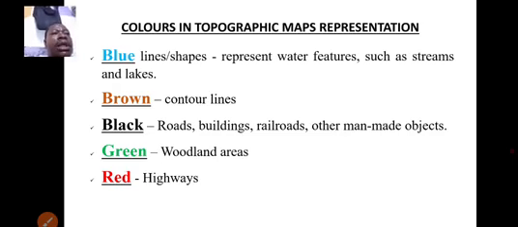Now, before we continue, let's look at the colors in topographic map representation. You know, blue for the lines or shapes for water bodies or drainage systems, brown for contour lines, black for roads, buildings, railways, and other man-made objects, green for woodlands or vegetation, then red for highways. So you may see these colors on your topo sheet.